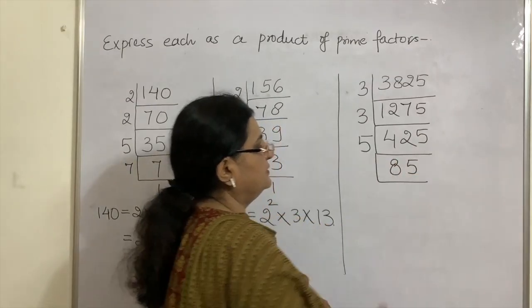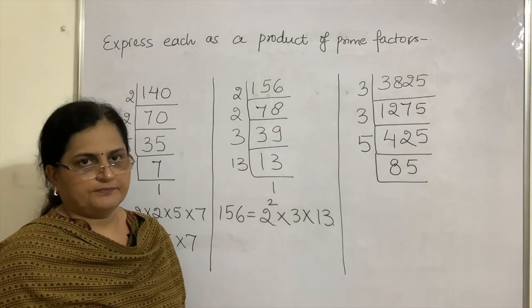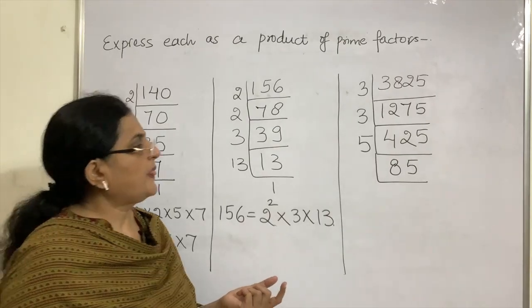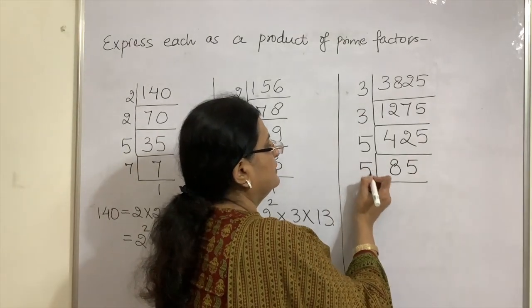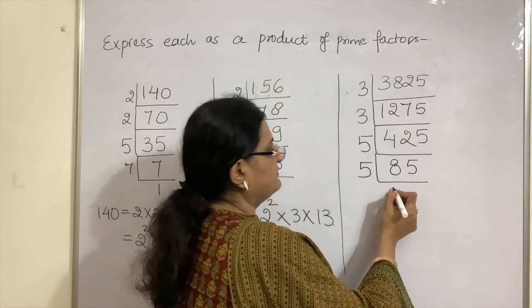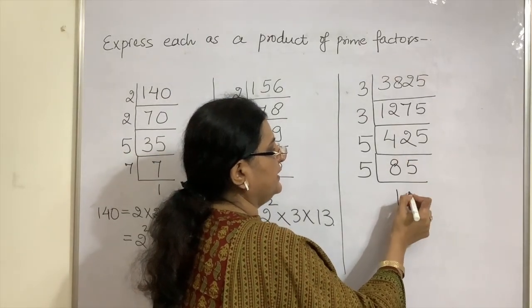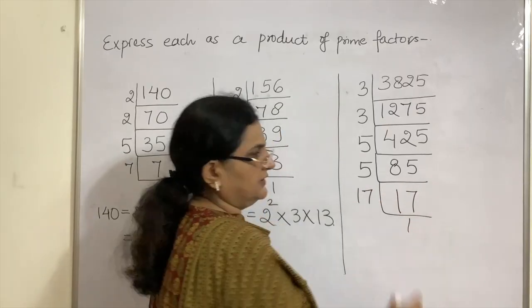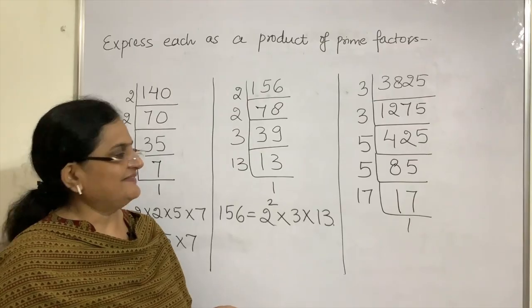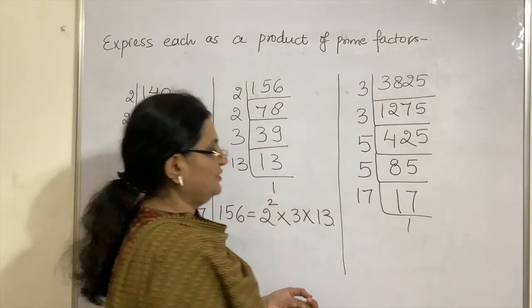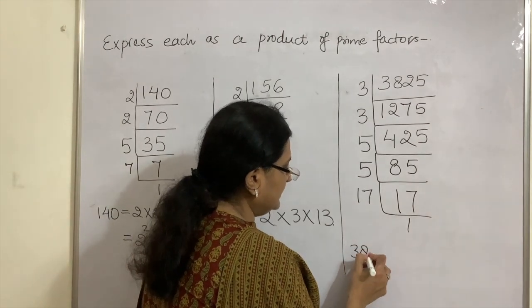5 fives are 25. Again, the unit place has a 5 digit, so you can divide it by 5 again. So 5 ones are 5. You are left with 3. 5 sevens are 35. And now this is the easiest, divide by 17, because 17 is a prime number, it does not have any factor. So you can write it as 3825.